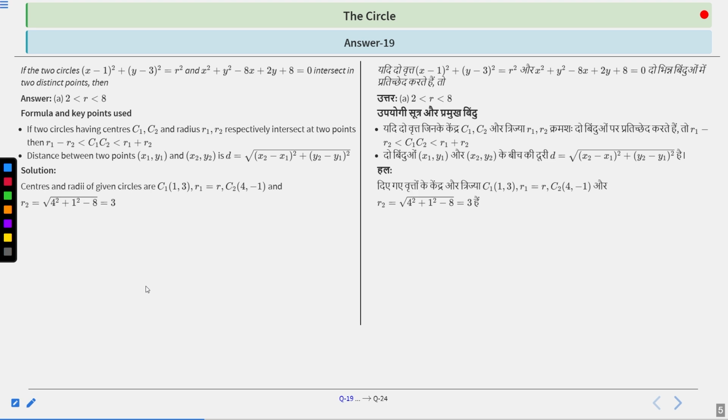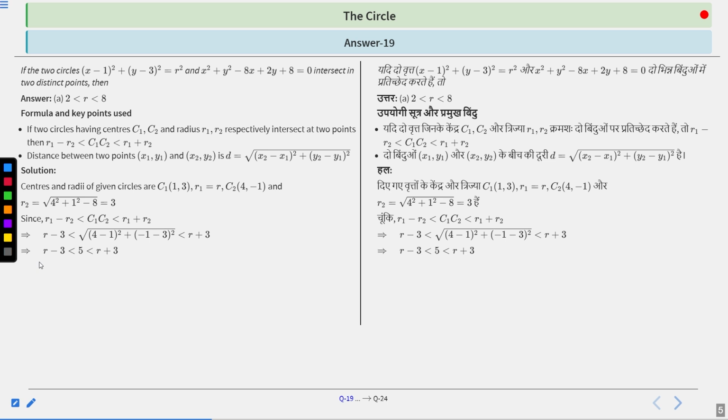Now, we know that the centers and radius of the given circles are C1, which is (1, 3), and R1 is equal to R, and C2 is (4, minus 1), and R2 is equal to root over 4 square plus 1 square minus 8, which is equal to 3. Now, since C1C2 is greater than R1 minus R2 and C1C2 is less than R1 plus R2, we can calculate C1C2, which is root under (4 minus 1) whole square plus (minus 1 minus 3) whole square, and it is greater than R minus 3 and less than R plus 3.